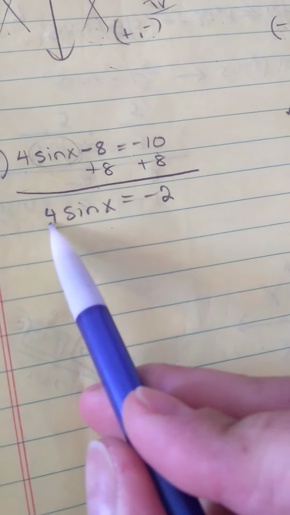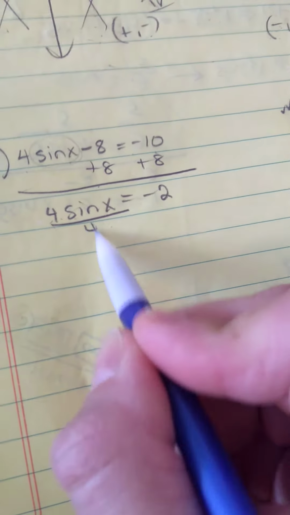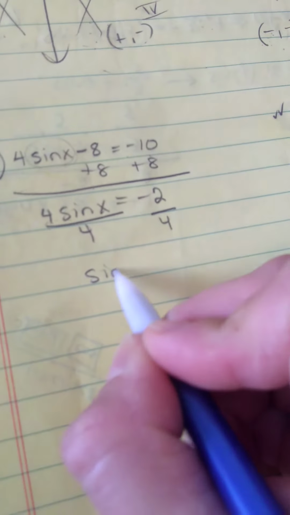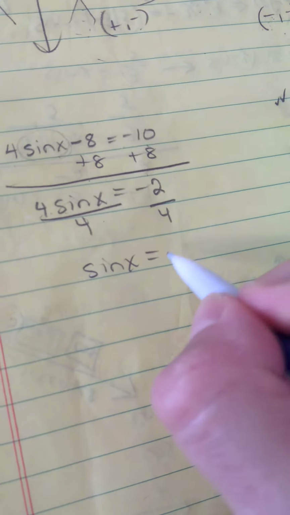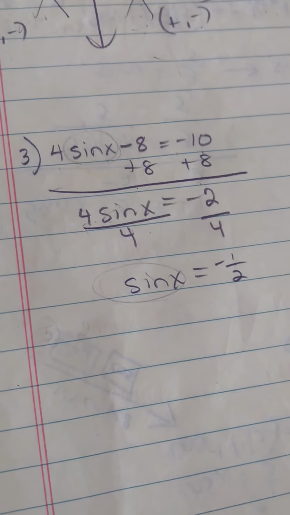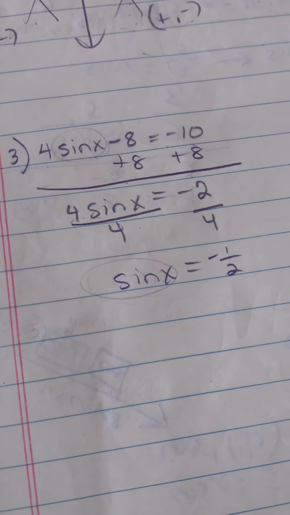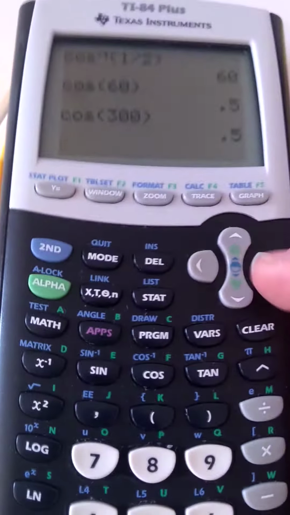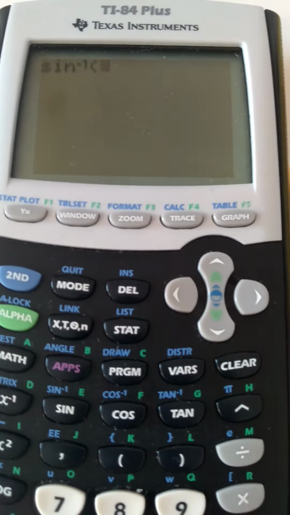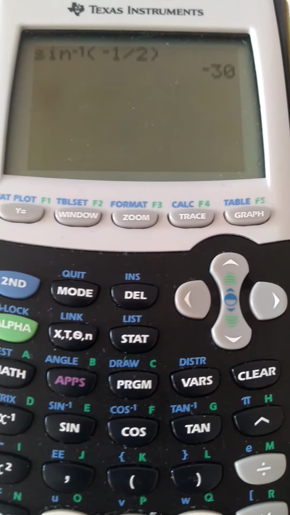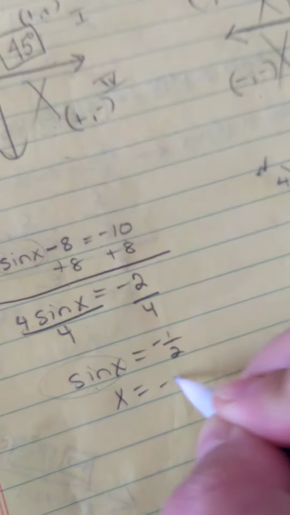And again, this is 4 times the sine of x, so the opposite operation is dividing by 4. So you have negative 2 divided by 4, which is really negative half. Mission accomplished. The function is isolated. It's by itself. So now in order to find that angle, you hit second sine in your calculator. When you want to find an angle, you hit the second button and then whatever it is, sine, cosine, tangent. Type in -1/2 and you get -30. Okay, so your angle is -30.